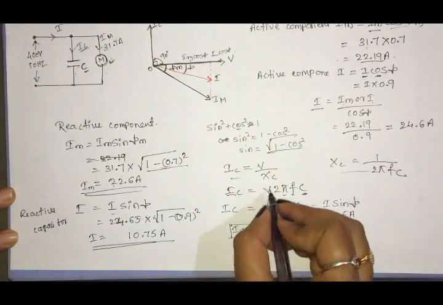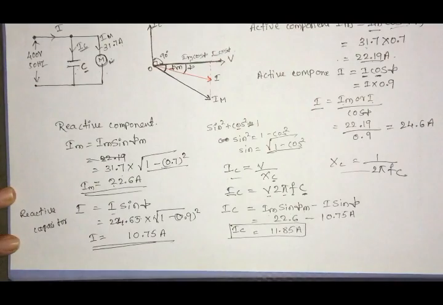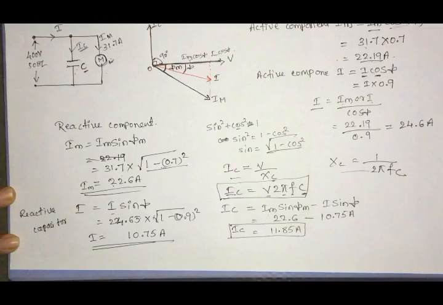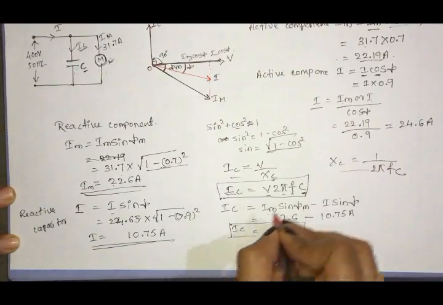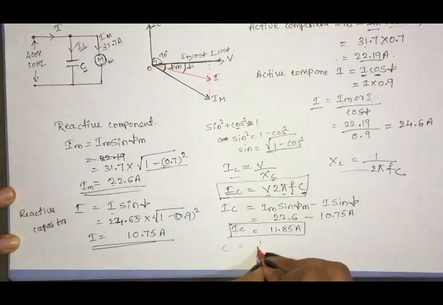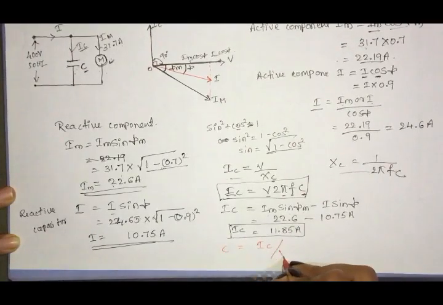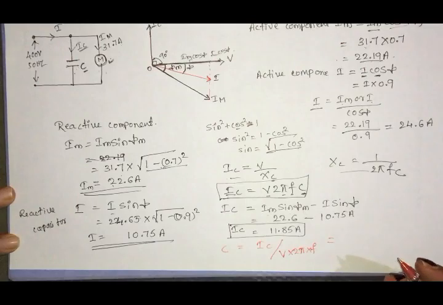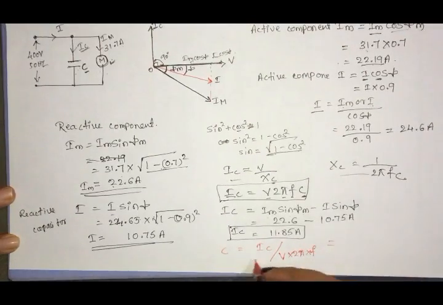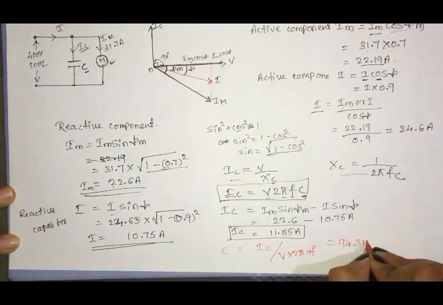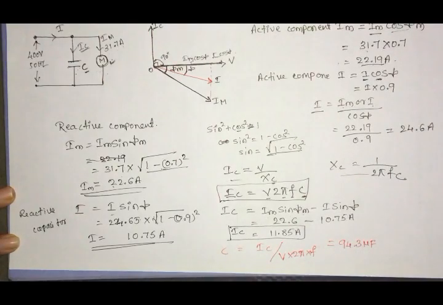So now we are able to find the value of the capacitor using this formula. Next I will take C outside. C is equal to IC divided by V into 2 pi into F. So what do we get? We will get a capacitor value of 94.3 microfarad.